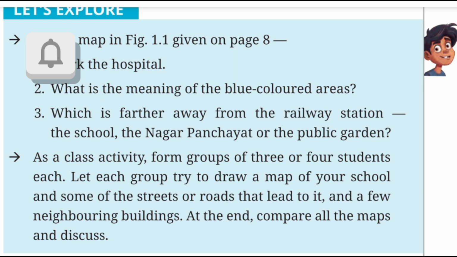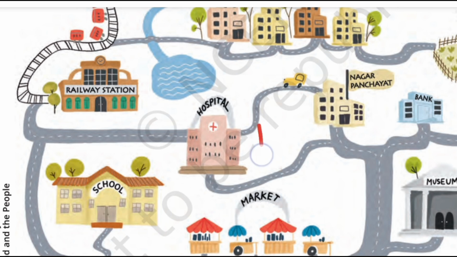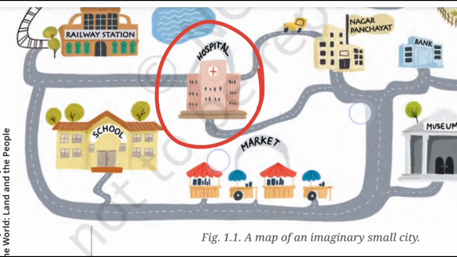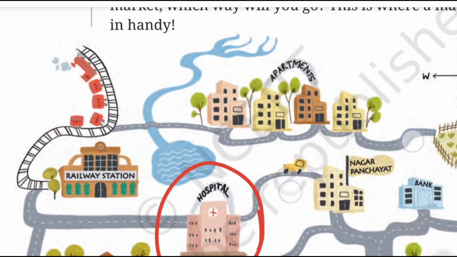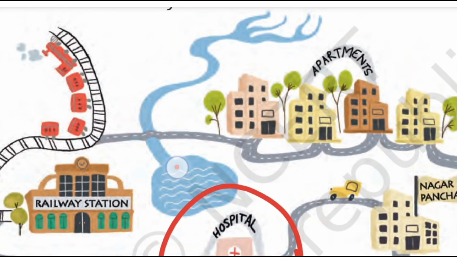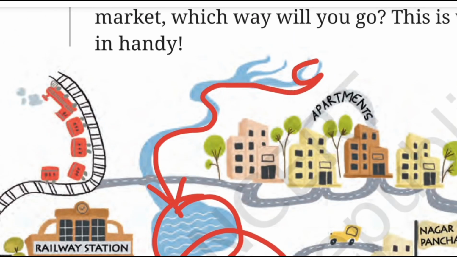Now there are some questions. Mark the hospital. The first one is we want to mark the hospital. We can just mark together. This is the hospital. Then the second question: what is the meaning of the blue colored area? As you can see, there are some blue colored areas. There may be some ponds, and there may be some river like this. This particular river is carrying some water and it is flowing into the pond.